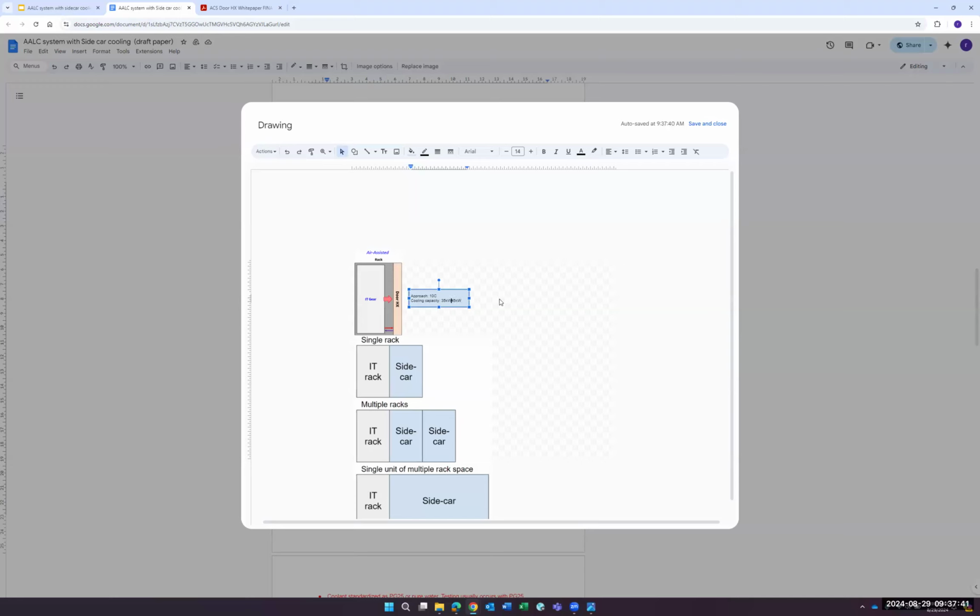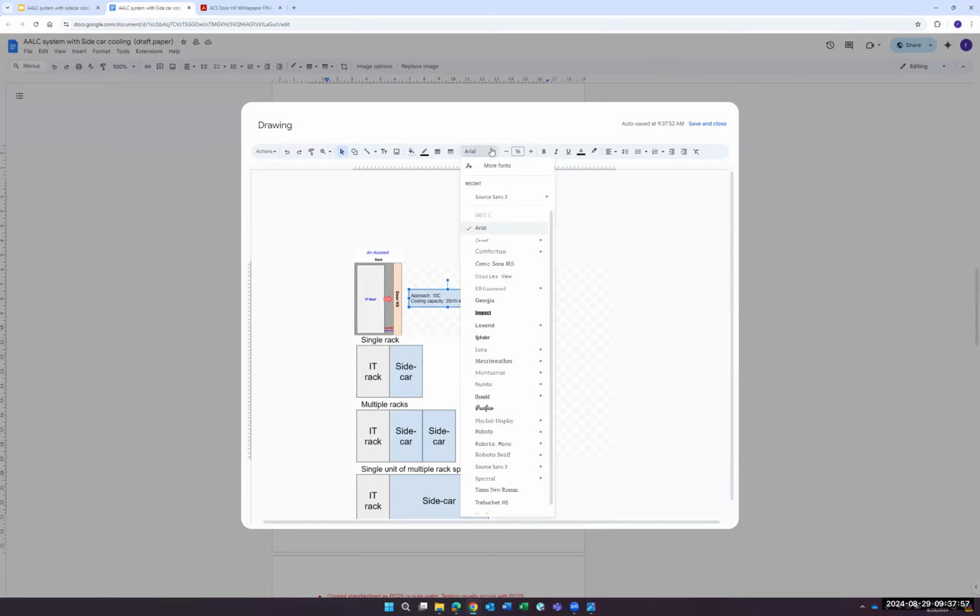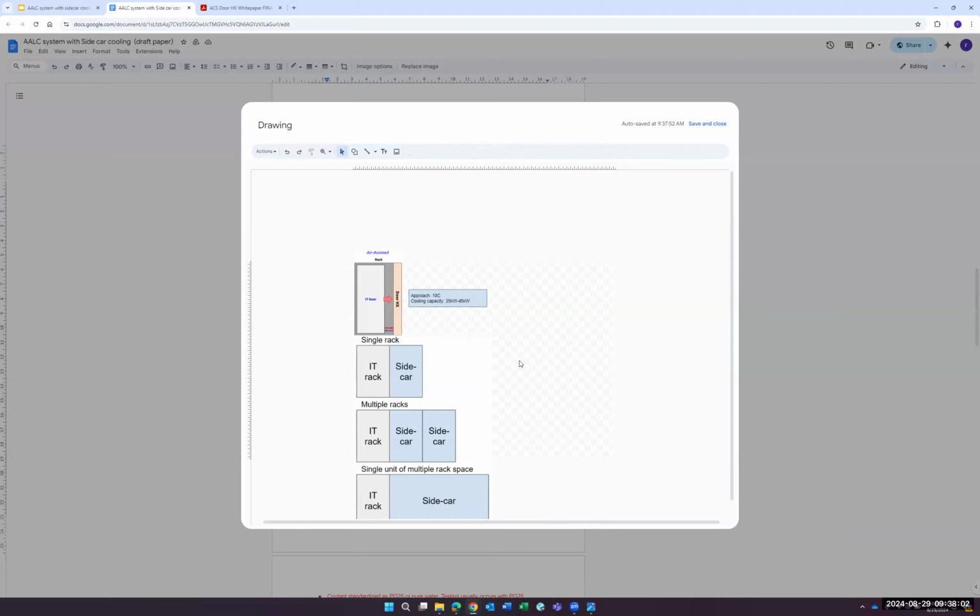Now you can just copy this block and put it down by sidecar and leave the approach temperature the same, and put a larger number in for the cooling capacity for the sidecar. I would leave the approach temperature the same, so it's an easy comparison. But now the cooling capacity numbers should be significantly larger.